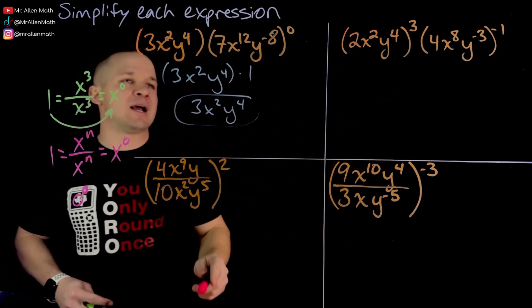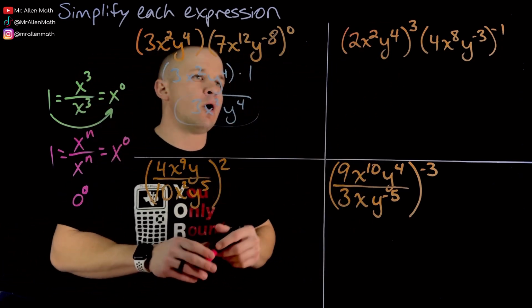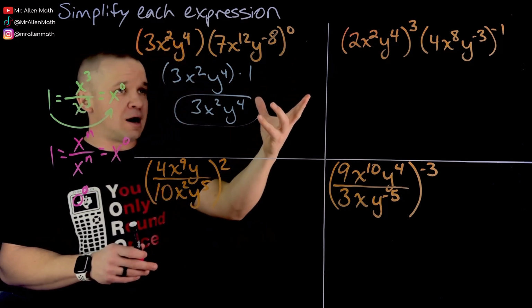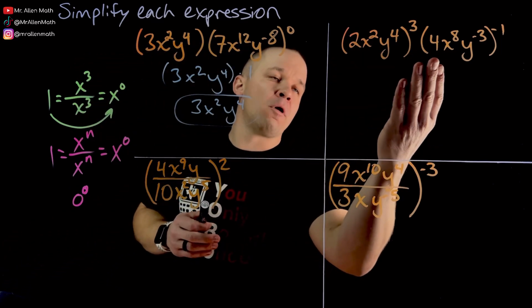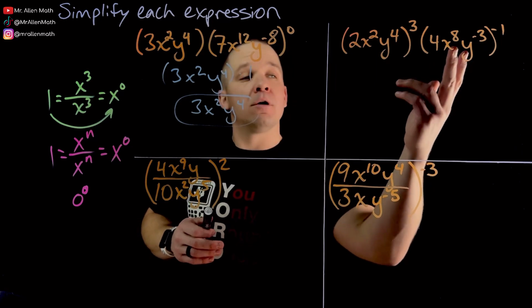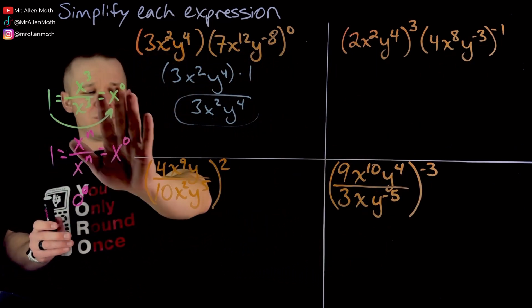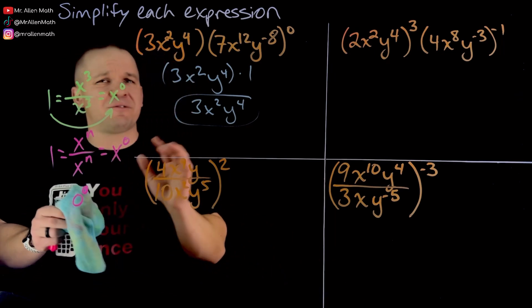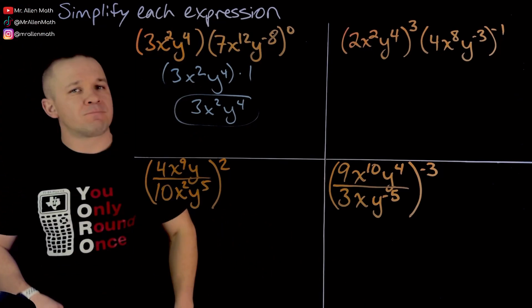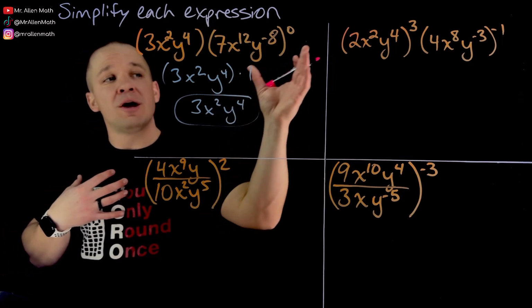All right. So we got 2x squared y to the 4th, all raised to the 3rd power. And then I have 4x to the 8th, y to the negative 3rd, all raised to the negative 1st power. How am I going to address this? First off, I'm going to get rid of this right here because it's in my face. Okay, it's in my face right now, so I'm going to erase it. And so here's how I am going to go through this particular problem here.